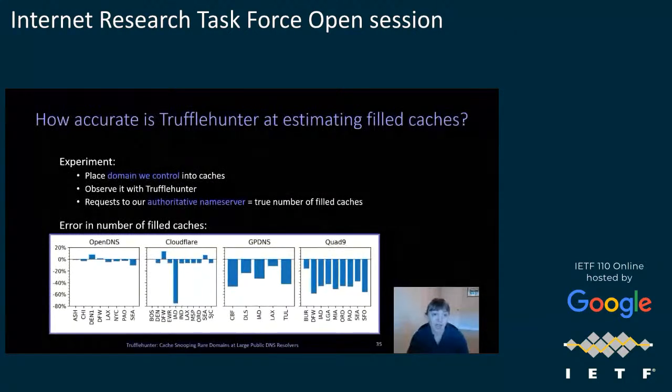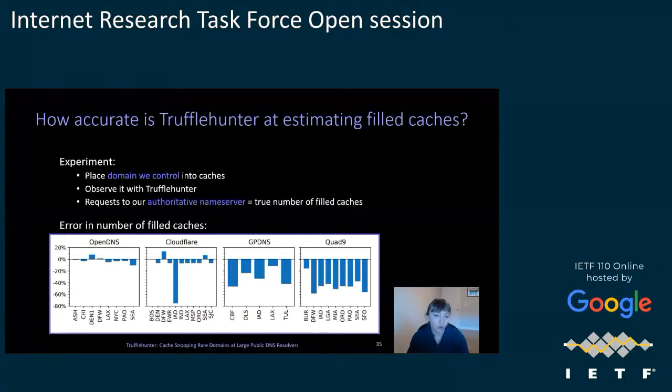Trufflehunter is, of course, not perfect, and the first big question that we had when we deployed it was how accurate it was at estimating the number of caches that were filled, because we know that our models of cache architecture might not be 100% accurate. So we ran an experiment where from 900 different RIPE Atlas probes, we placed a domain we controlled into the caches of public resolvers. The idea was just to put it there as if people across the US had done it naturally. Then we used Trufflehunter to try and observe it in those public resolver caches.